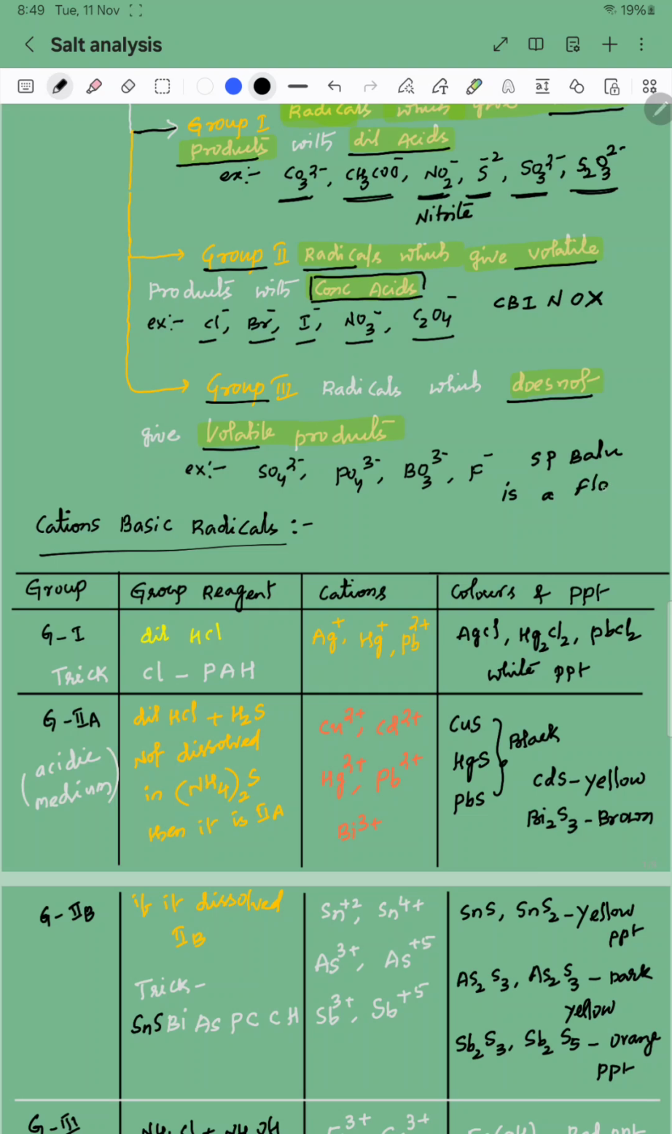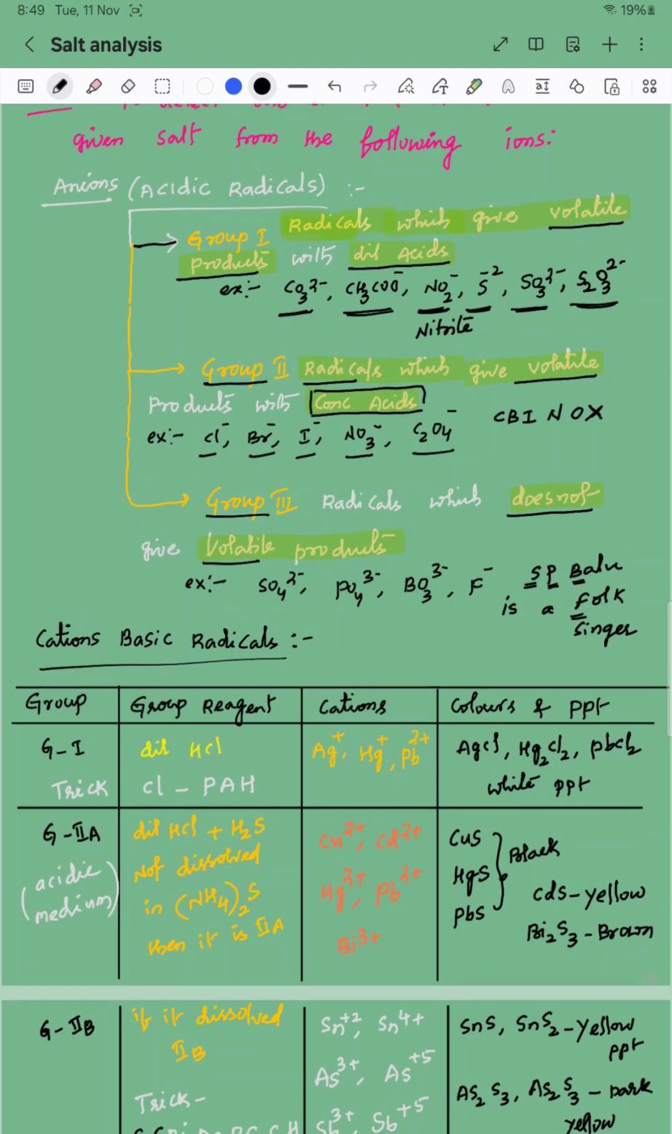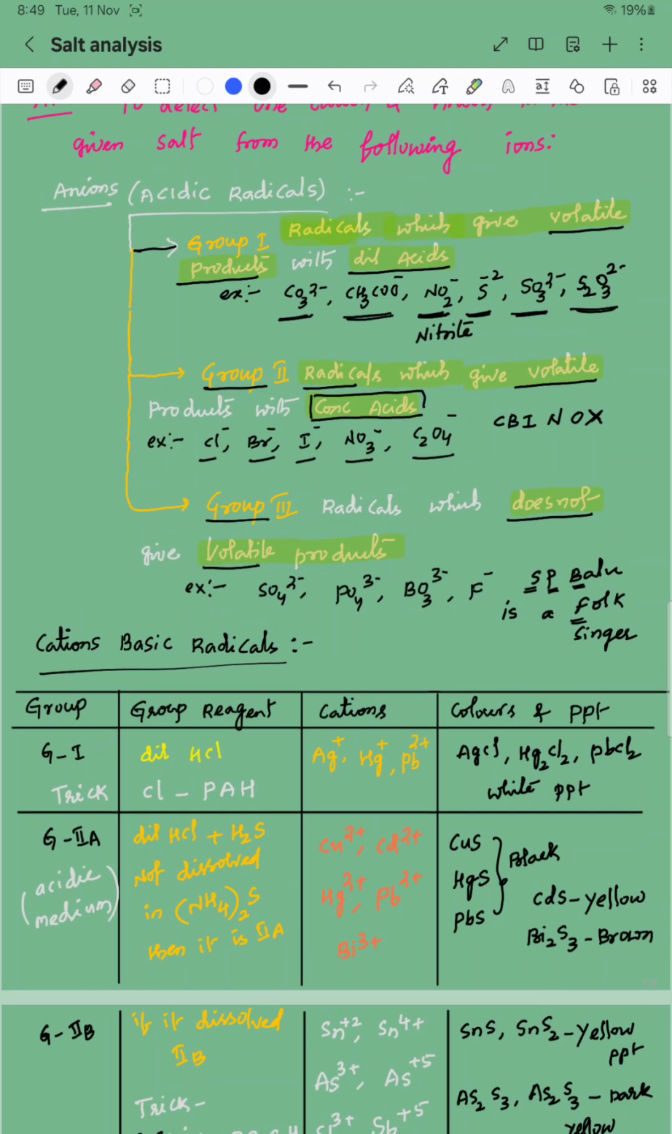SP Balu is a folk singer, right? S for sulfate, P for phosphate, B for borate, F for fluoride, right? So these are the three types of anions we have, students. In the next session we will discuss the identification of anions one by one: group 1, group 2, group 3, right?